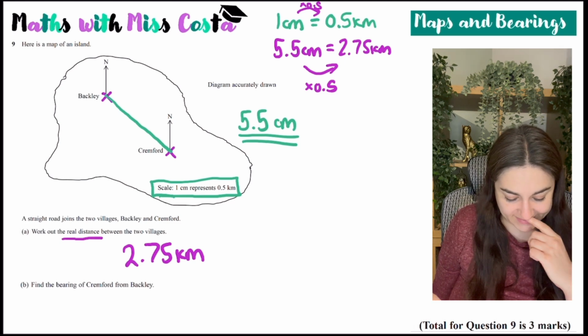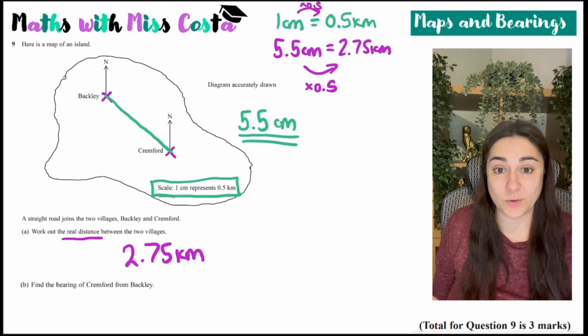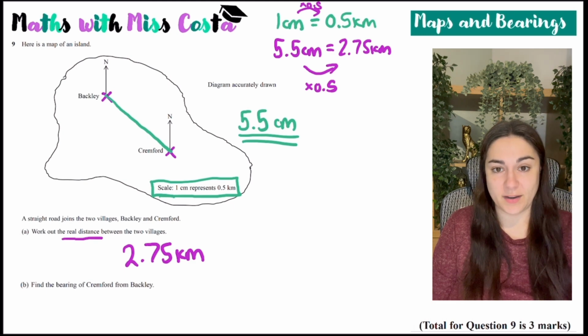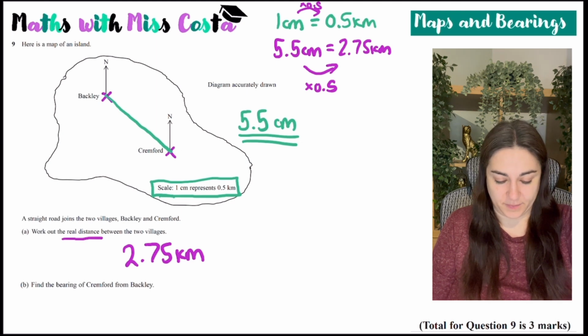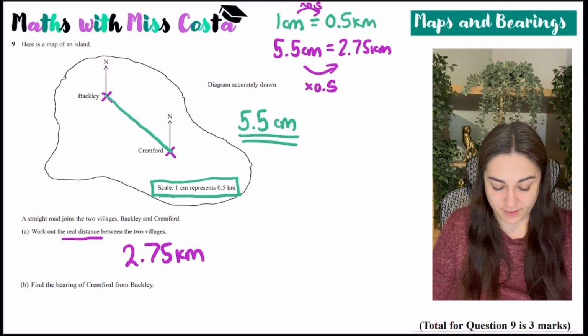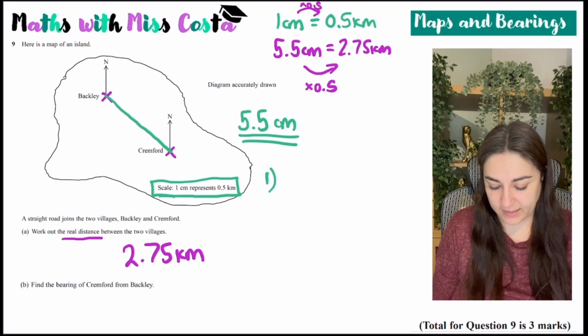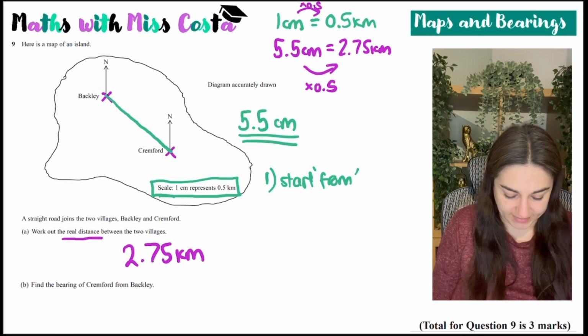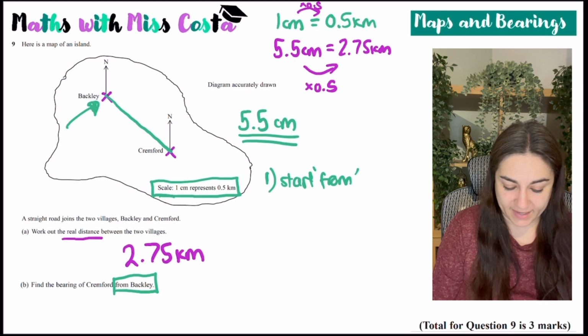For the next question, it's saying find the bearing of Cremford from Beckley. All the bearing means is, in this question, it's not such a difficult one, but you're trying to work out what the angle is from due north to your other thing. So let's go through it bit by bit. So find the bearing of Cremford from Beckley. This is very important because when you start dealing with bearings, always start from the place it says from. So I'm going to start from Beckley.